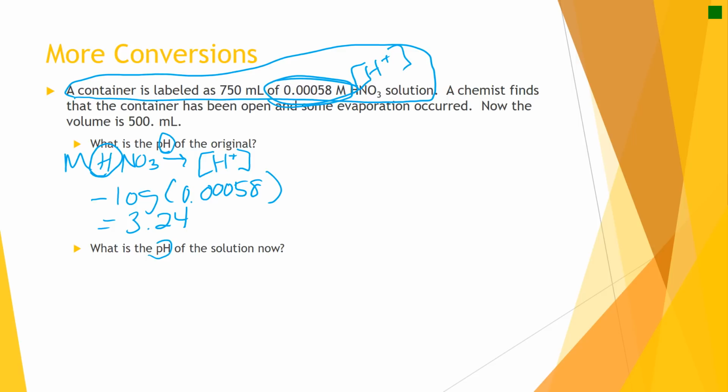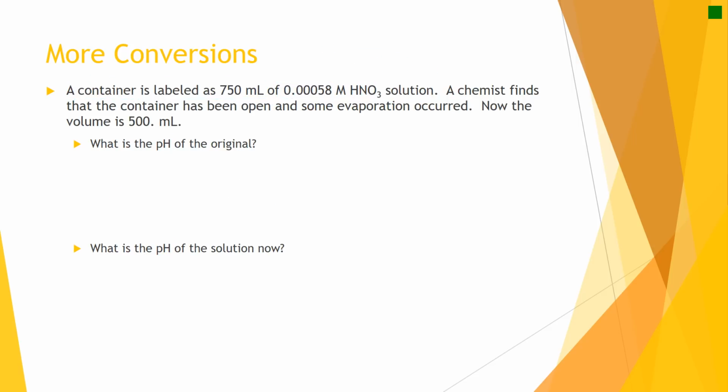Now, what is the pH after evaporation? What it's asking for is, we started with this, so I've got my M1 and my V1, and I now let it evaporate, and now I know my V2. So once again, to find pH, what am I going to need to do? I'm going to need to find my molarity.